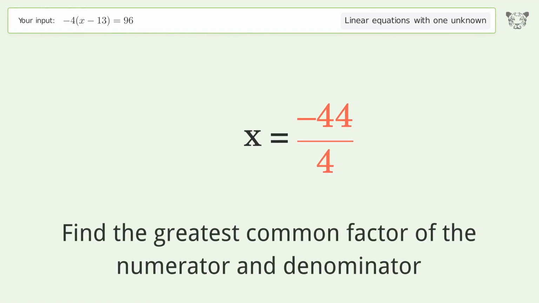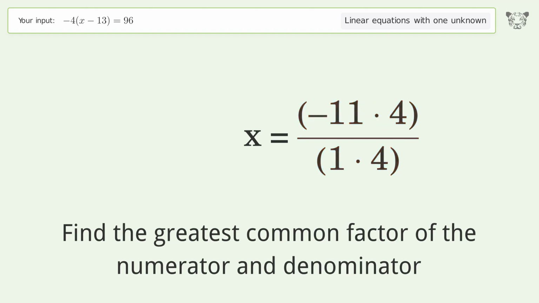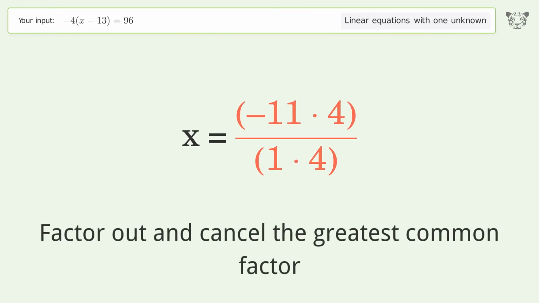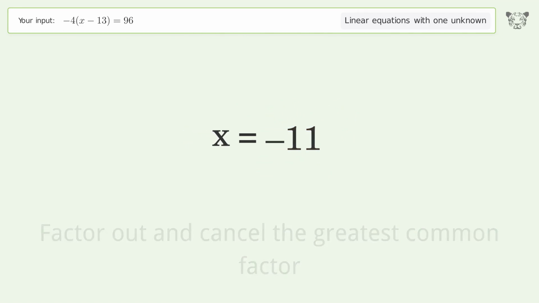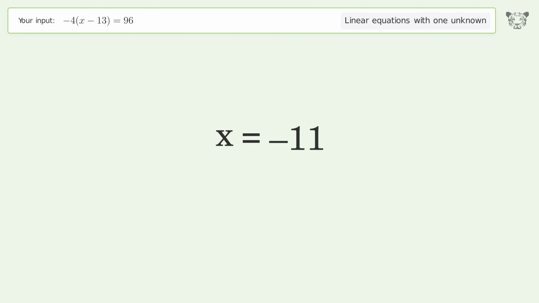Find the greatest common factor of the numerator and denominator. Factor out and cancel the greatest common factor. And so the final result is x equals -11.